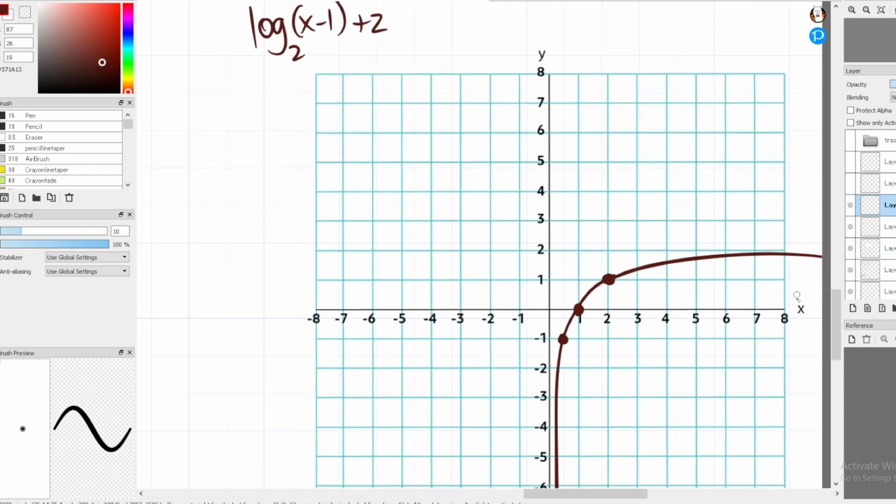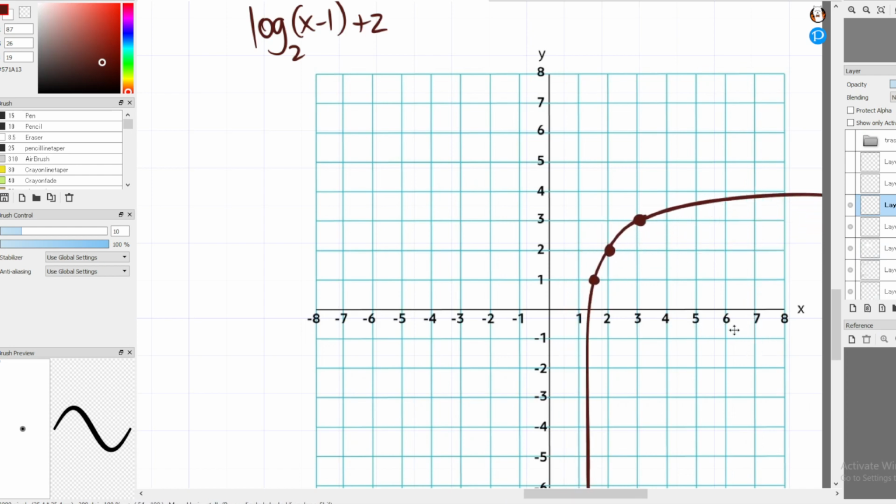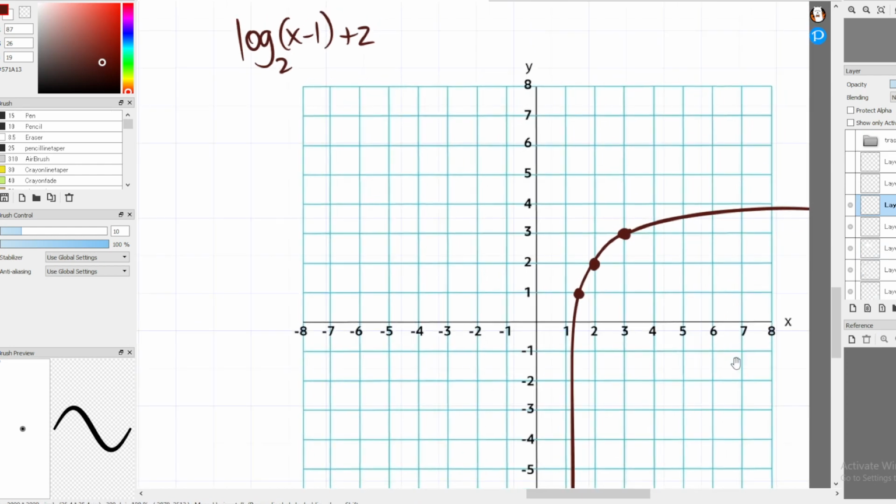But because it's moving up 2, so 1, 2, and it's also moving right by 1 because it's minus, and it kind of does what we at least expect it to. This is our new function.